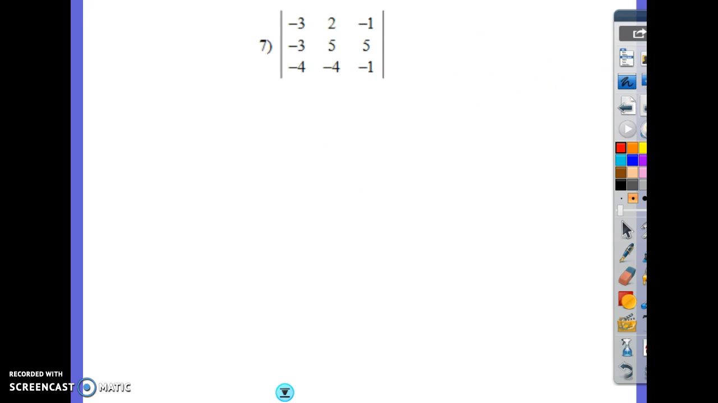I'm going to skip on over and go to number 7 because this is a 3 by 3, and so this one's a little bit more difficult. So the concept is still going to be the same, that you're going to take the first major diagonals and subtract the secondary diagonals. It's just that we have to have several this time.